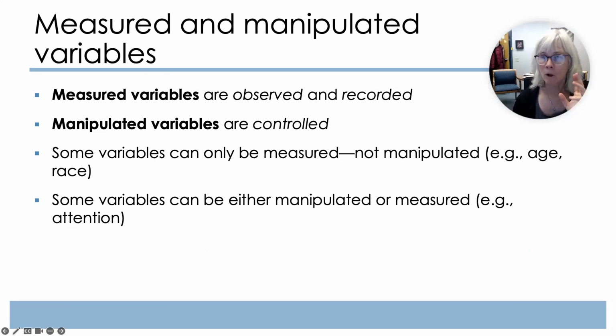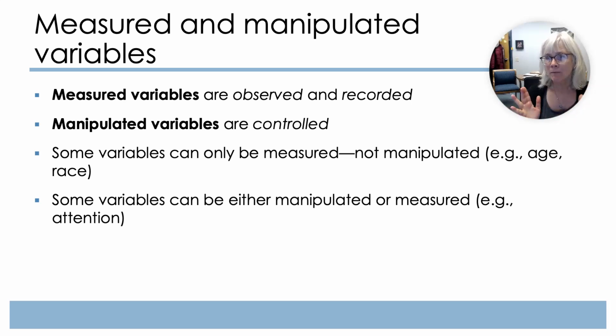So in terms of variables, there are two kinds that we're really most interested in: measured variables and manipulated variables. Measured variables are those that we observe and record. That's it. So for example, temperature or the speed at which someone runs. Manipulated variables are controlled, and often we are assigning them to one or another group.